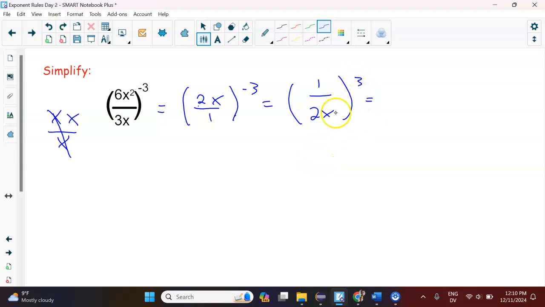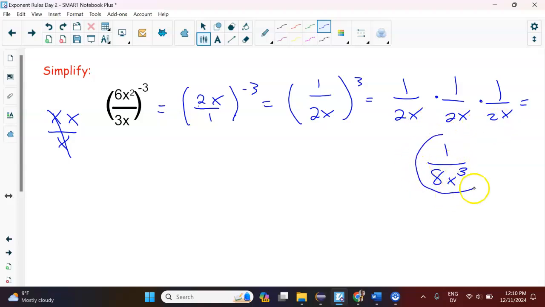And then, again, you can expand this out. I'd actually like to expand this out, right? This is what I would do in my head. Anytime I have a positive exponent, this is what I like to think of it as. Okay, so that just multiplies to 1 on the top, and then 2 times 2 times 2, 8, and x times x times x, x cubed. Okay, so that's what this cleans up to be.